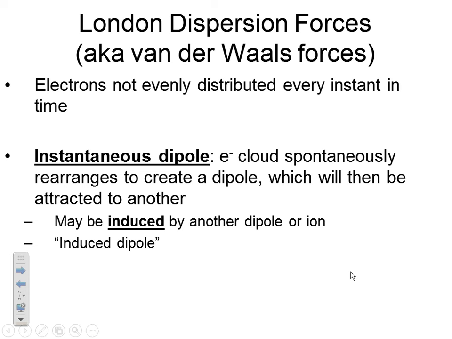Now, the thing is, once this happens in one molecule, it essentially sets off a chain reaction where if one molecule spontaneously turns into a dipole, that will then cause a shift in the electron cloud in the surrounding molecules, causing them to become dipoles, which we call an induced dipole, which will then have a series of attractions because suddenly you have these dipoles that are popping up. Well, they're going to be attracted to one another because now you do have these partial negative, partial positive charges.